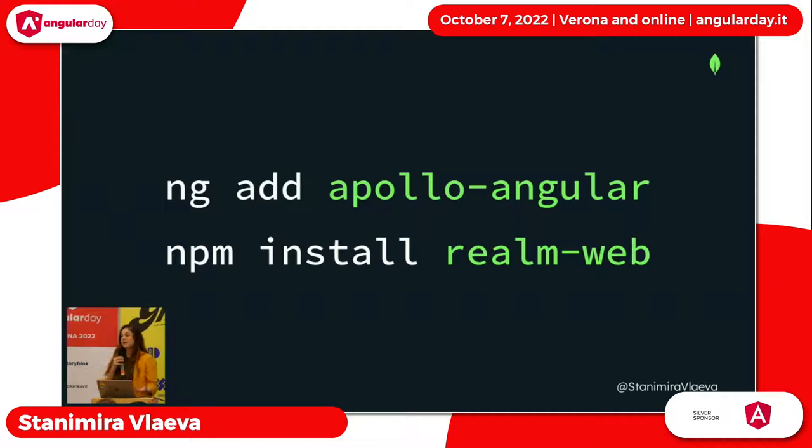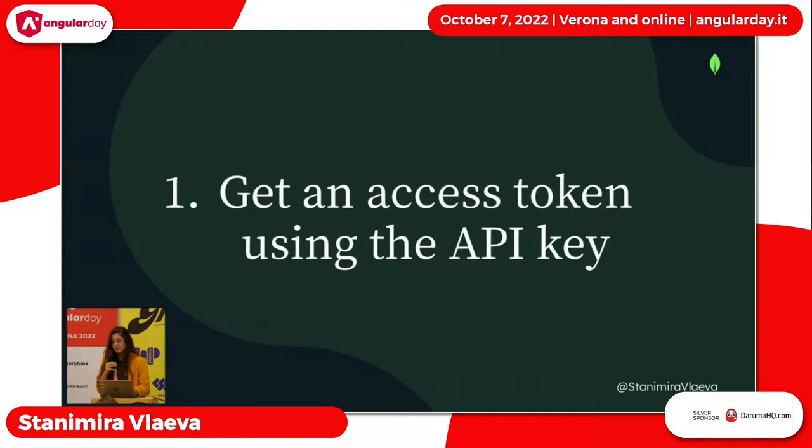What the ng-add schematic is not going to do is authenticate our requests. So in order to authenticate, I will use the Realm web package and the information that I just added to the environment TS file. So how do we authenticate? You're going to need to do that if you use any sort of authenticated GraphQL API with Angular. It took me a while to figure it out, so I'm very proud to share with you how you can do it.